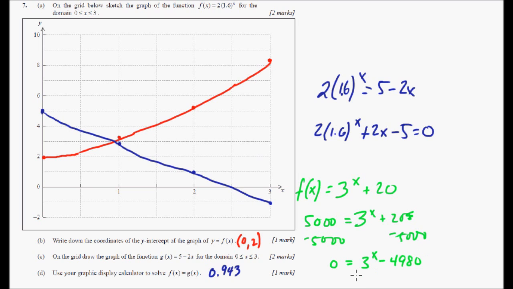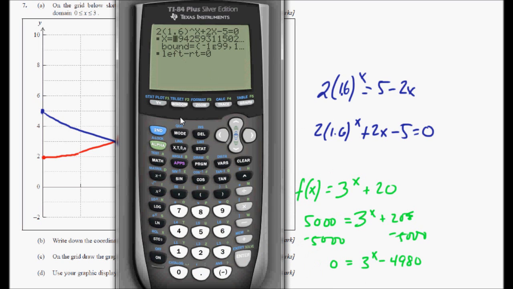I think they intuitively understood it. And then you could enter that in. I just made that up off the top of my head. It's probably some goofy number. So again, it's a good point here. If you need to get back and do it again, go up here, press clear, and do 3 raised to the x power minus 4980.